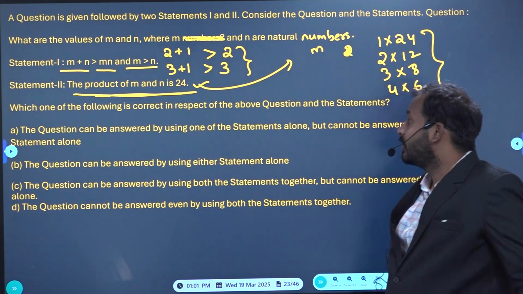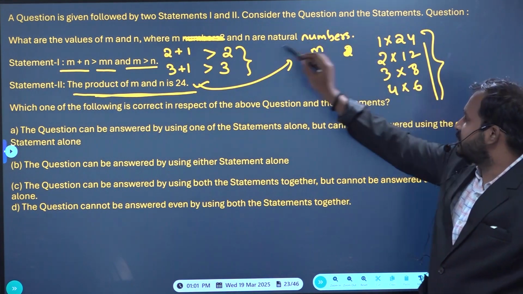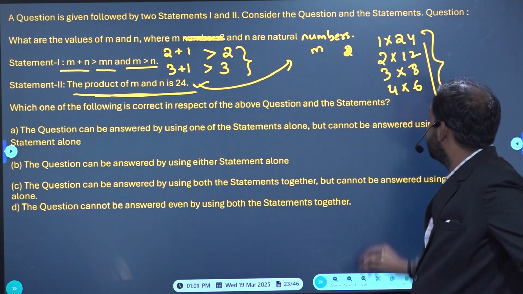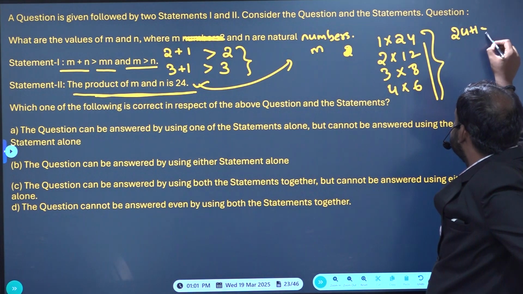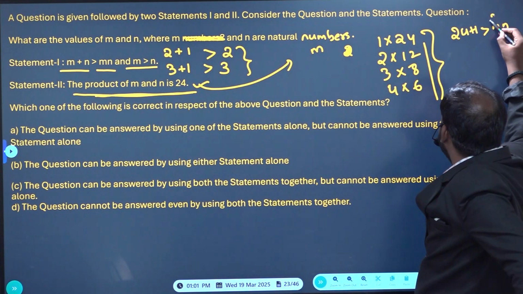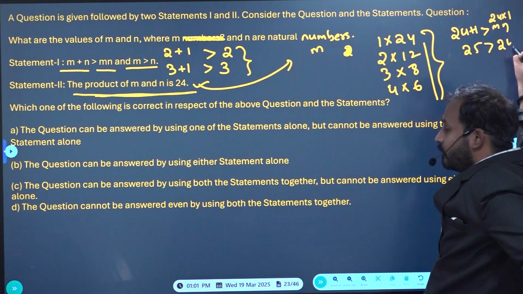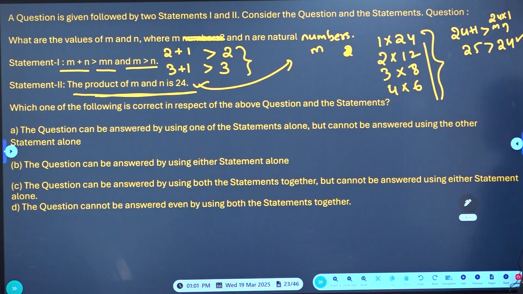Now please see here. I will substitute these values in my first statement and I will try to verify. M plus N will be greater than MN. M plus N means what? 24 plus 1 is greater than MN. That means what? 24 into 1. So 25 is greater than 24. This one is correct for me. 25 is greater than 24. This one is correct for me here.